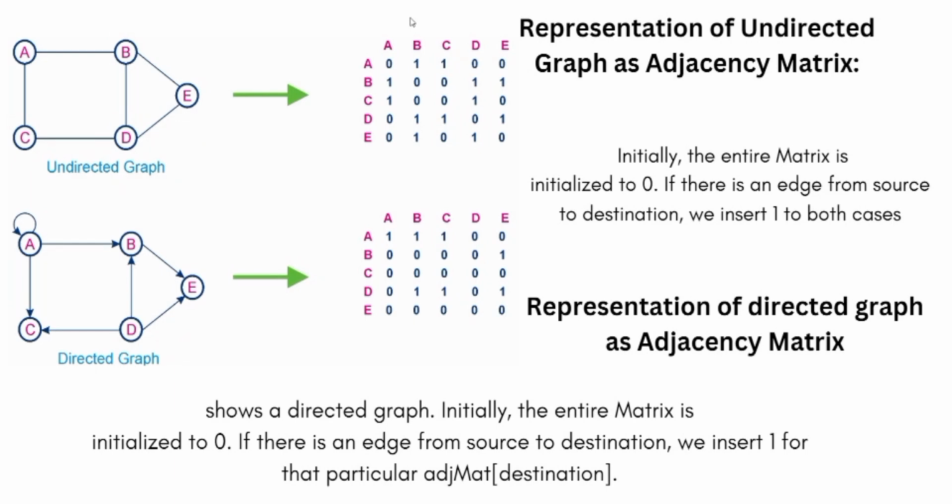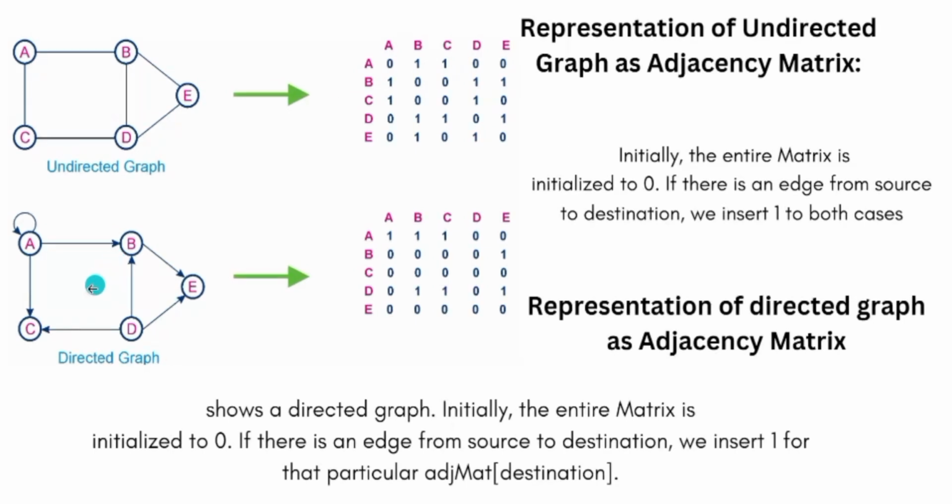Representation of directed and undirected graphs using an adjacency matrix. In the undirected graph, there are 5 vertices, so the size of the matrix is 5 cross 5. For A, there is no edge with A, so we mark it as 0. For A, there is an edge between C and B, so we mark it as 1. And there is no edge between D and E, so we mark it as 0. Similarly, we do it for B, C, D and E.